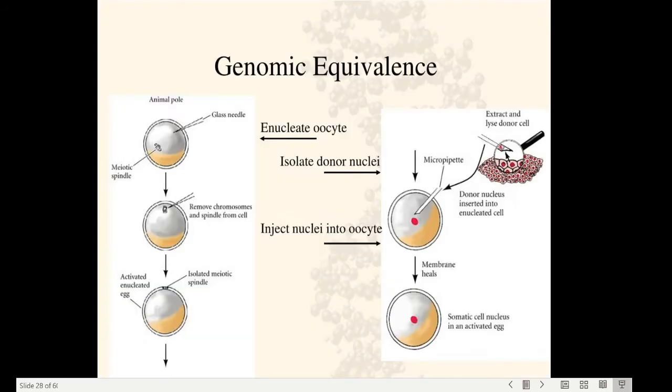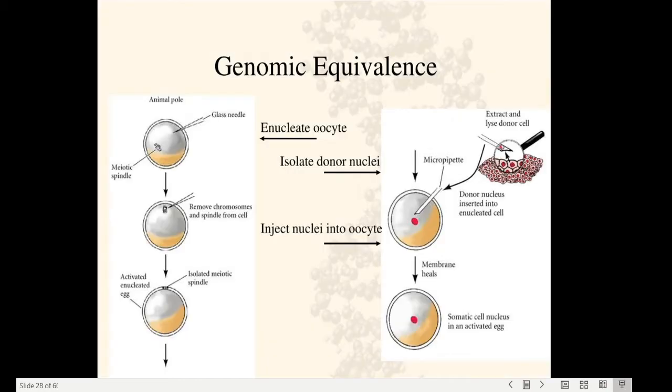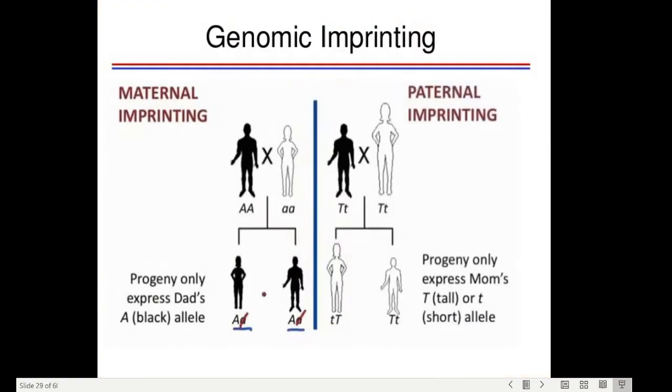In genomic equivalence, every cell takes an equal amount of donor nuclei. Various models were used to explain how cell division leads to differentiation. Nuclear determinants are segregated by the cell division, resulting in unequal nuclei. This is a representation image of genomic equivalence; it has to be equivalent, otherwise the cells are misled.